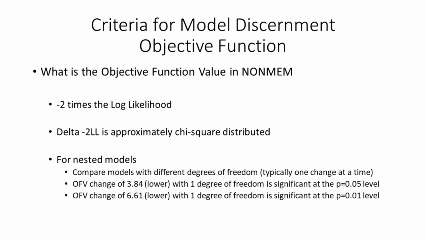For example, if your objective function value changes by 3.84 points, because it's -2 log likelihood, if it's 3.84 points lower with one change in the model, i.e. one additional parameter, then that means that you have a significant effect at the p=0.05 level. If the objective function value change is 6.61 points with one change in the model, so one additional parameter, then it's significant at the 0.01 level. So it gives us some guidance. It's not the only thing that should be considered. There are many elements that one must take into consideration when building models.